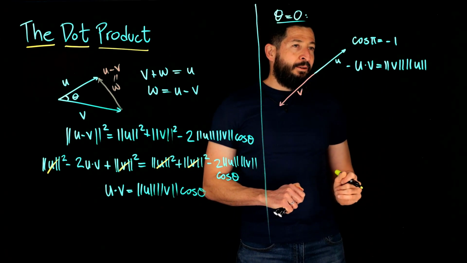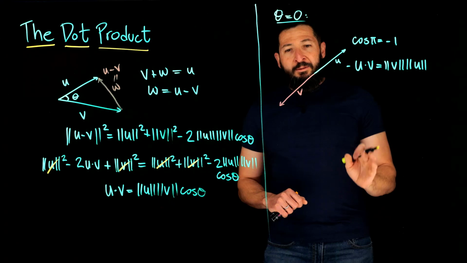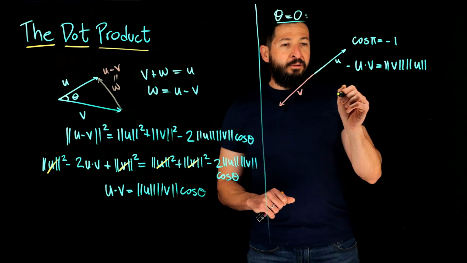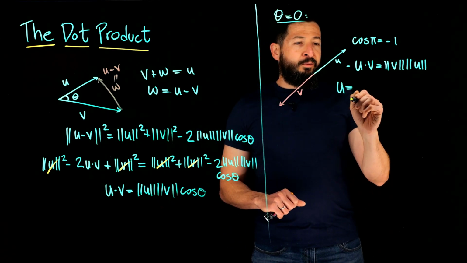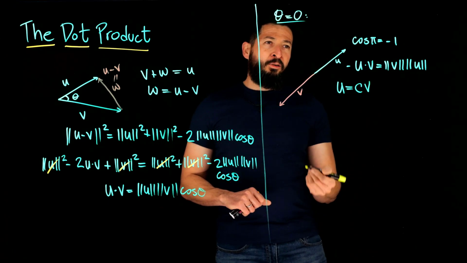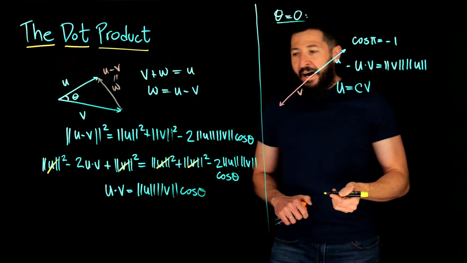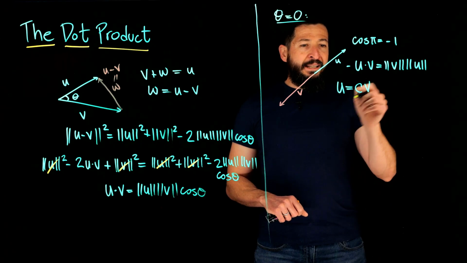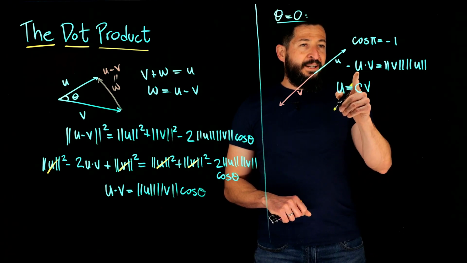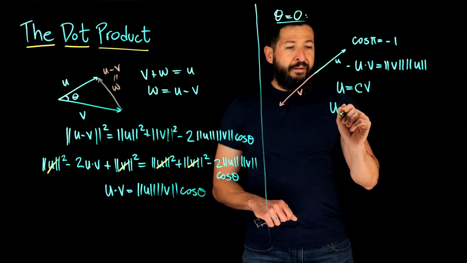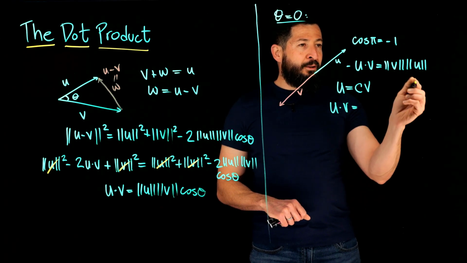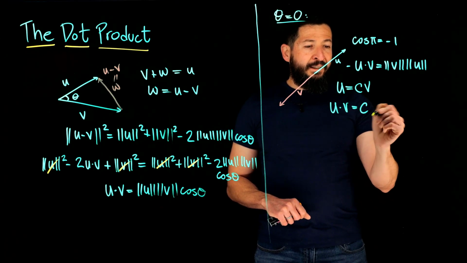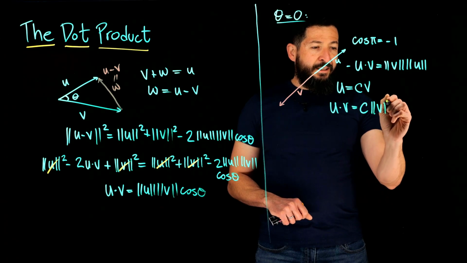Now, why would that be interesting? It is because two vectors are collinear if and only if they're multiples of each other. Non-zero multiples, I suppose I should say. And then if you plug that in there, what you're going to obtain is that the dot product of u and v is actually going to be equal to c times v squared.